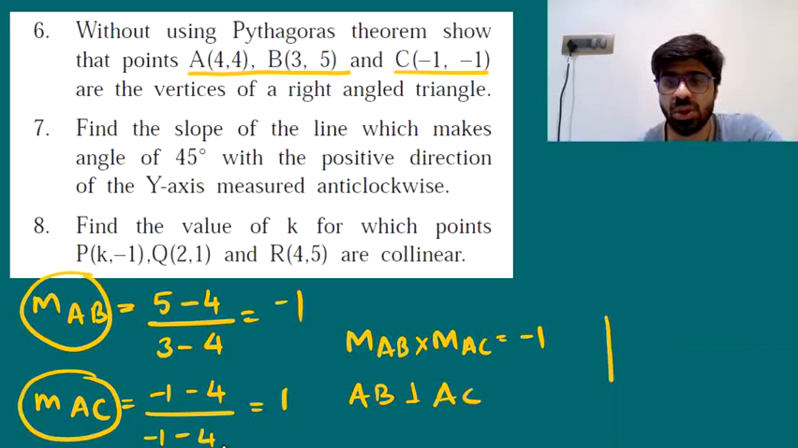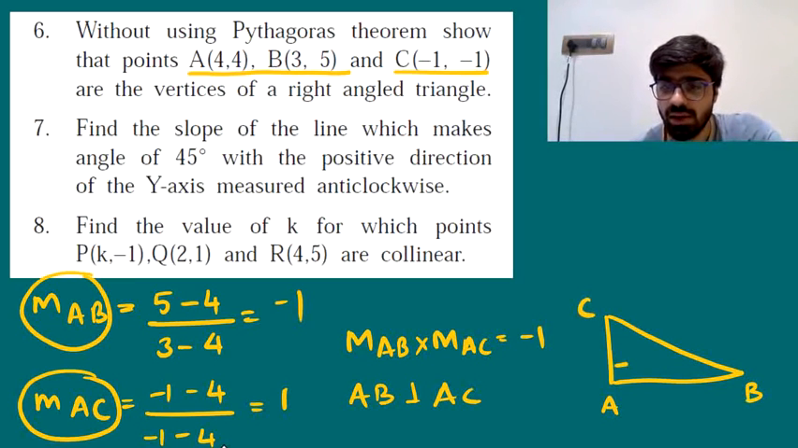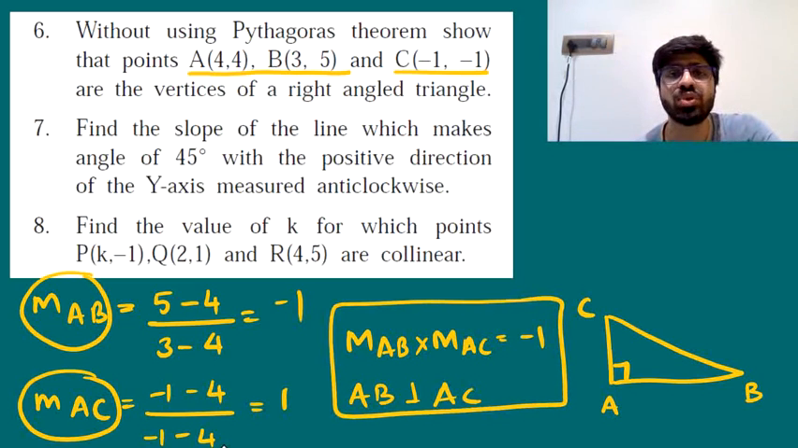So the triangle is looking something like this. This is AB and this is AC, giving you a right angled vertex at point A. So without using the Pythagoras theorem, by simply using this result, that for two perpendicular lines the product of their slopes will be equal to -1, we are showing that AC and AB are perpendicular, which means that the 3 points are the vertices of a right angle triangle.